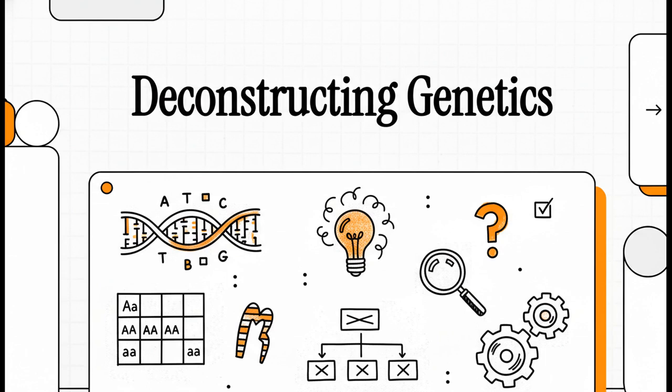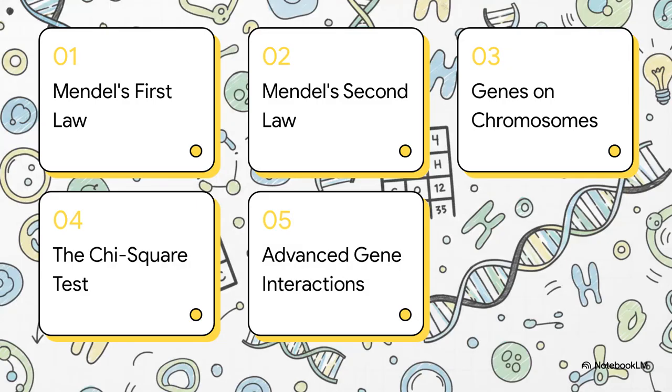Let's dive in. So, here's our game plan. We're going to kick things off with Gregor Mendel's two big laws. I mean, this is the absolute foundation of genetics. Then, we'll build a bridge from those abstract ideas to the real world by actually locating these genes on chromosomes. After that, we'll jump into the world of data with the chi-square test, which is how we figure out if a genetic theory holds up. And to wrap it all up, we'll explore some of the really cool advanced stuff, the exceptions and complex interactions that go way beyond the basics. It's a full journey, from core principles to real practice.